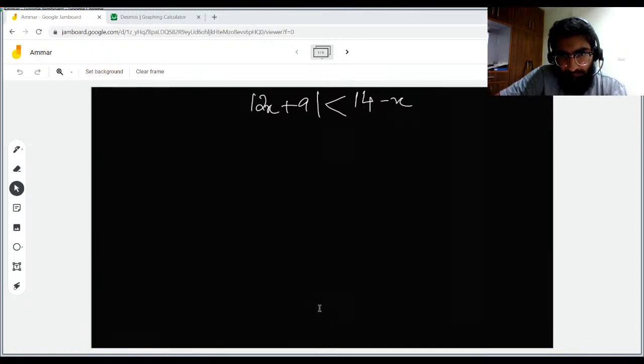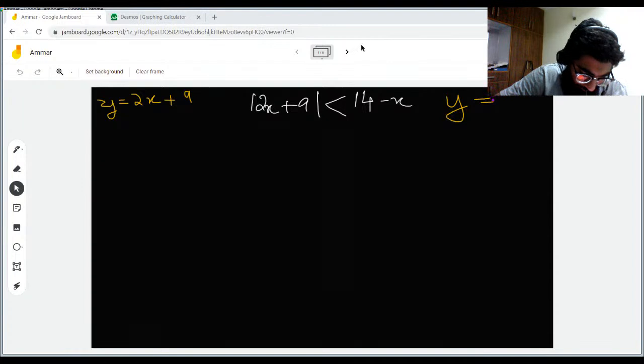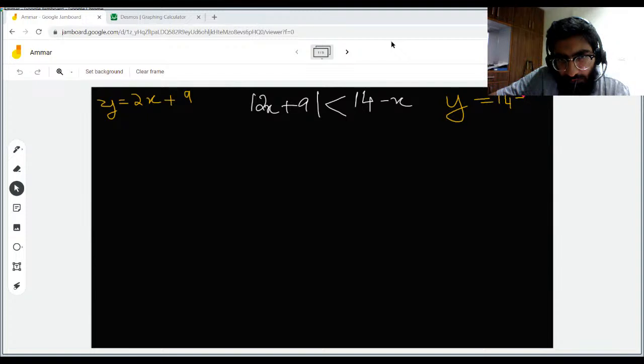Oh, you did it. Okay. My turn. Okay, so y is equal to 2x plus 9. And y is equal to 14 minus x. Y is equal to 9 and x is equal to minus 9 by 2.